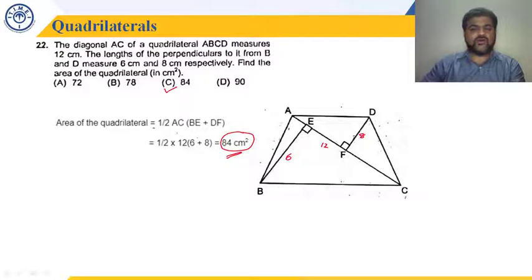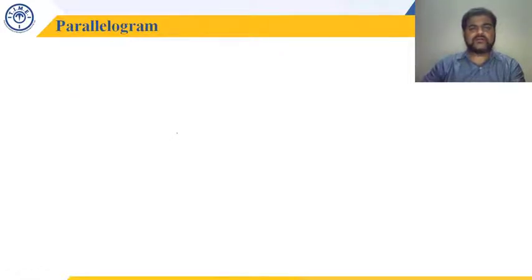Now, going ahead, let's look at some special quadrilaterals, starting with parallelograms. There is a complete family of parallelograms, which includes parallelogram, that includes rectangle, that includes square, and that includes rhombus. So we can say rectangle, square, and rhombus are all special types of parallelogram.